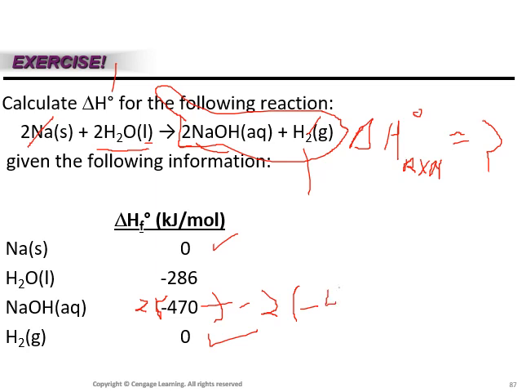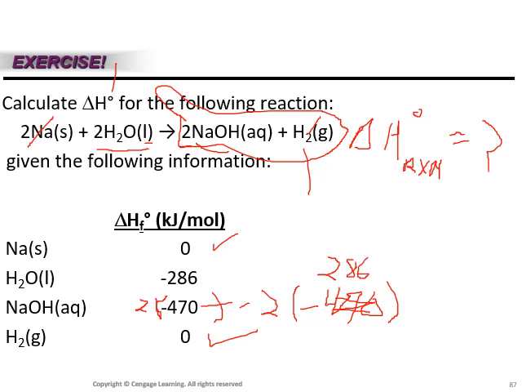So we're going to wind up with, let me try to finish writing this. Yeah, that's right. That's not right. So it should be minus 2 times H2O, which is 286, which is minus 286. I've already got the minus sign in there.